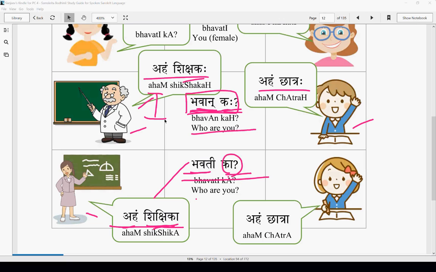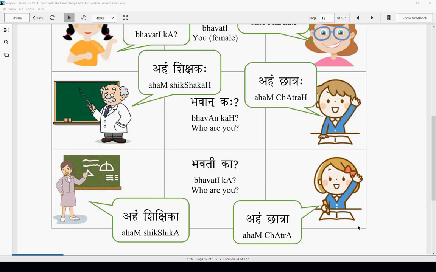So aham doesn't change. Aham means I, which we saw before. But the next word shikshakaha and shikshika changes based on the gender. And similarly aham chhatraha, aham chhatra. So here chhatraha is a male gender and chhatra is female here. That one, student, chhatra is student, that also changes.